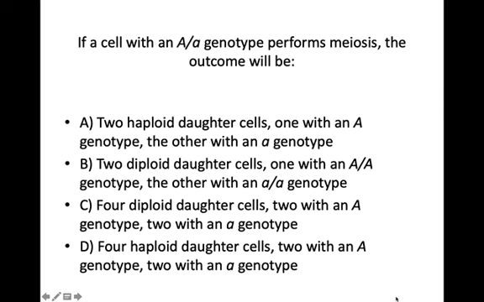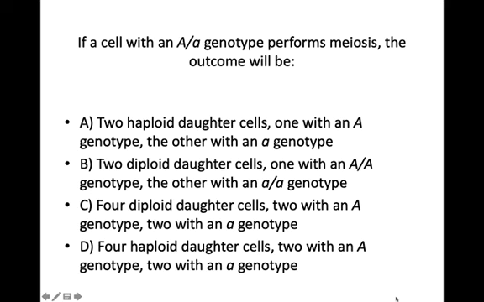So I want you to think about this. If a cell with a big A, little a genotype performs meiosis, the outcome will be, and then it's either two haploid daughter cells, one with big A genotype, other one with little a. Well, that's wrong, right? Because you should have 4 haploid daughter cells. 2 diploid daughter cells, one with big A, and the other one little a, little a. Well, that's wrong because you're not going to end up with diploid daughter cells. 4 diploid daughter cells, 2 with a big A genotype and 2 with a little a genotype.